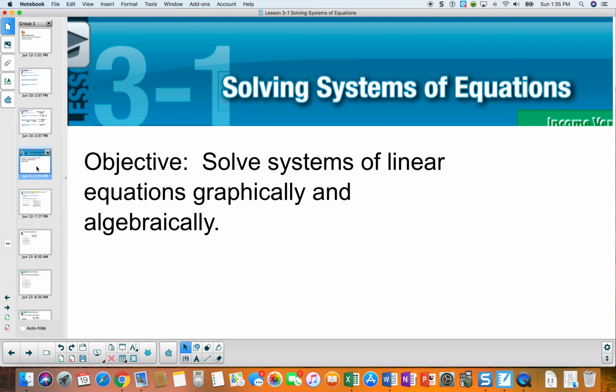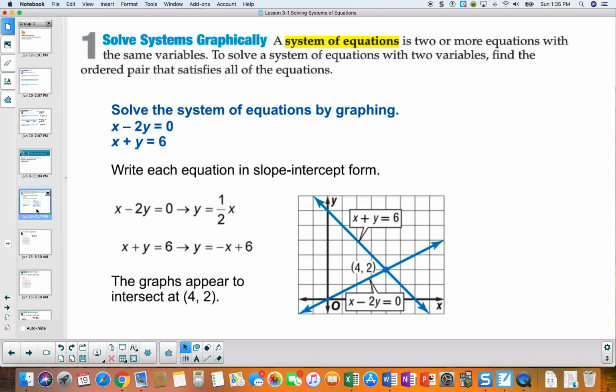3-1, Solving Systems of Equations. Objective: solve systems of linear equations graphically and algebraically. Let's take a look at two linear equations, and go ahead and graph them.